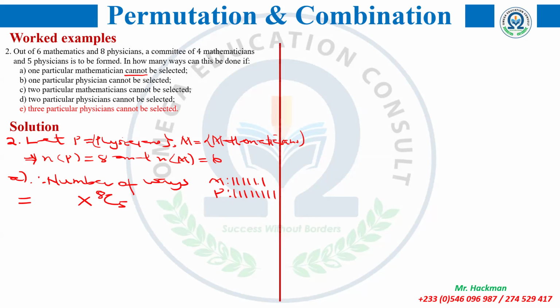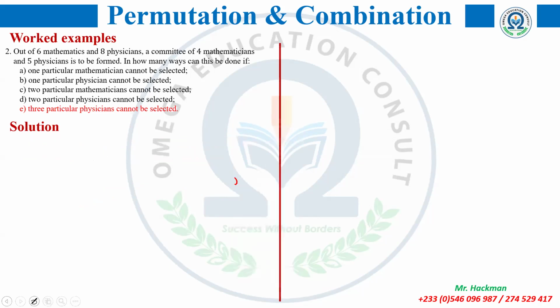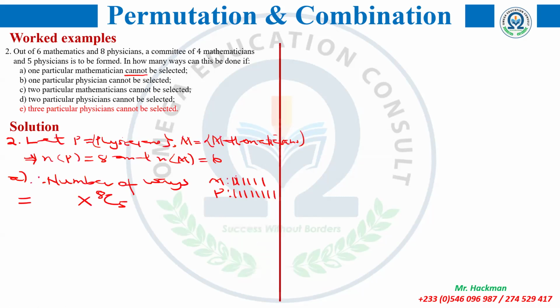Restriction here. So if one particular cannot be selected, then assuming this one, okay, all right. So this is what we have. This one cannot be selected. Am I right? Yes. Okay, so if that cannot be selected, have you selected any of your mathematicians? No, you still have your 4 mathematicians to select. Is that not it? Yes.